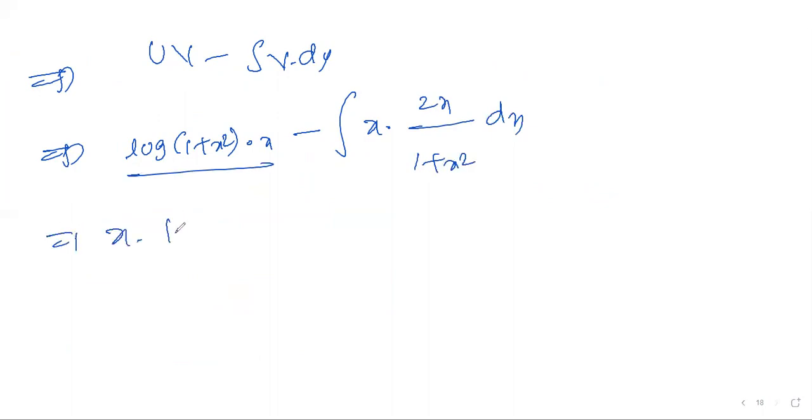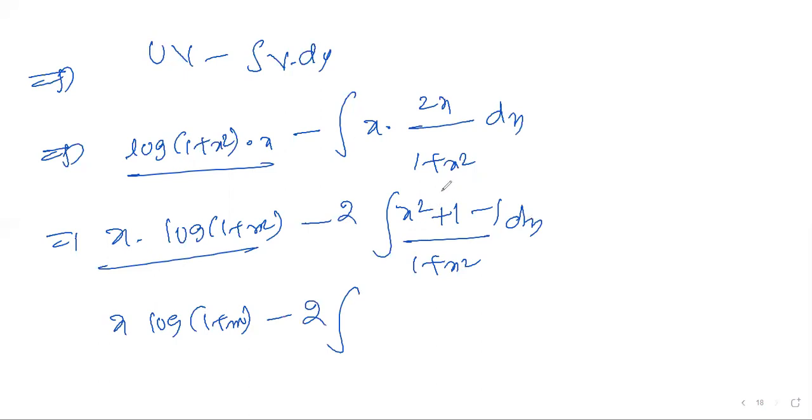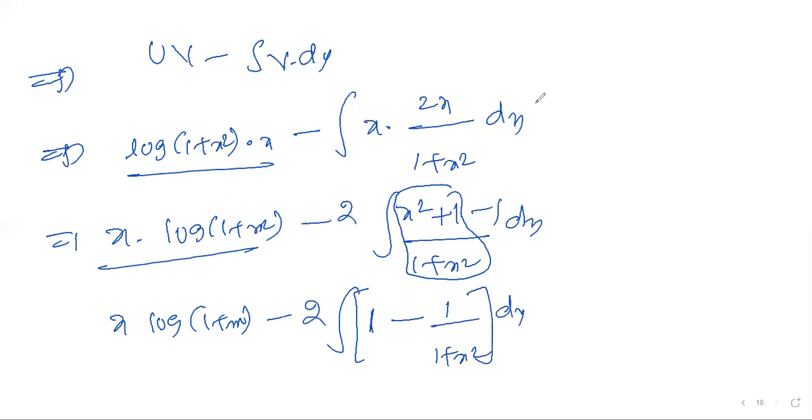Just copy the answer: x log of 1 plus x square. Then here I should take 2 common. X square is there; I'll take plus 1 and minus 1 for convenience. Then this is common: x log of 1 plus x square minus 2 into this. The 1 by 1 plus x square I can write as 1 minus 1 by 1 plus x square. Are you comfortable? Yes, sir. Any doubt? No, sir. This is by this and 1 by this I wrote.